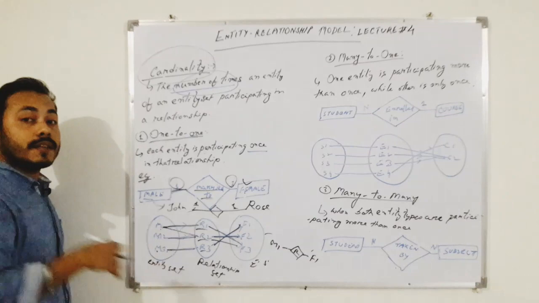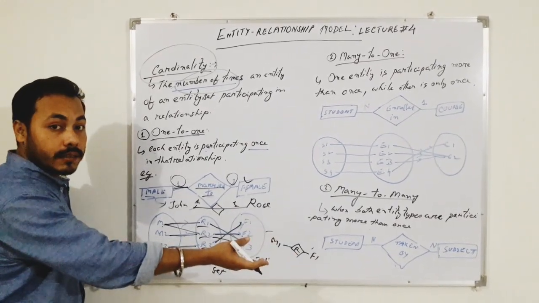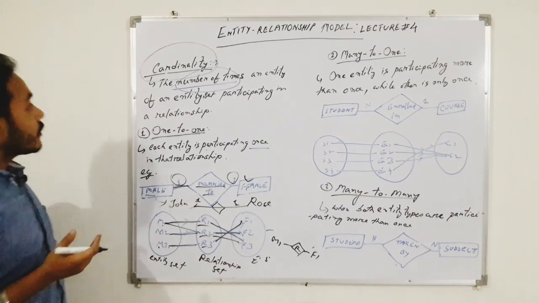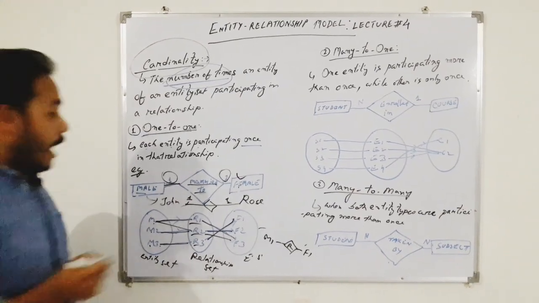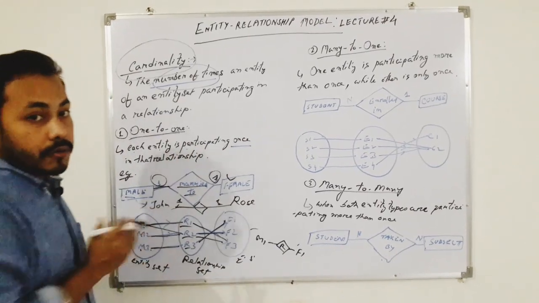Not a single entity can relate to more than one entity of the different entity set. So this is our one-to-one cardinality, and we are representing it through the number 1. So this is very clear to you now.